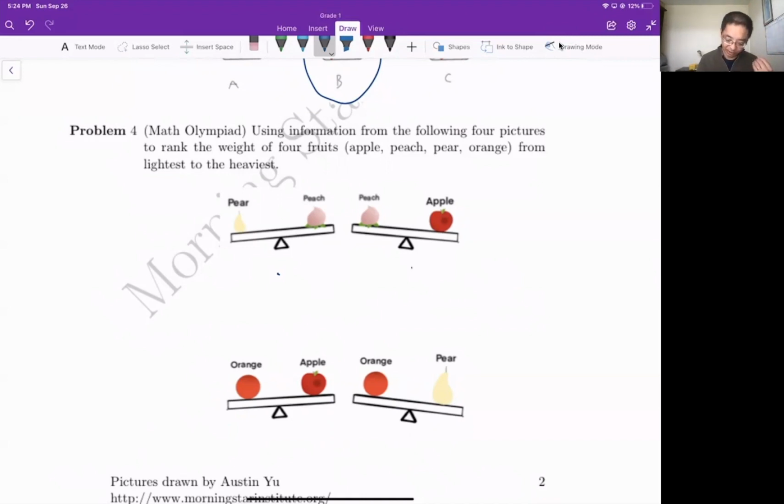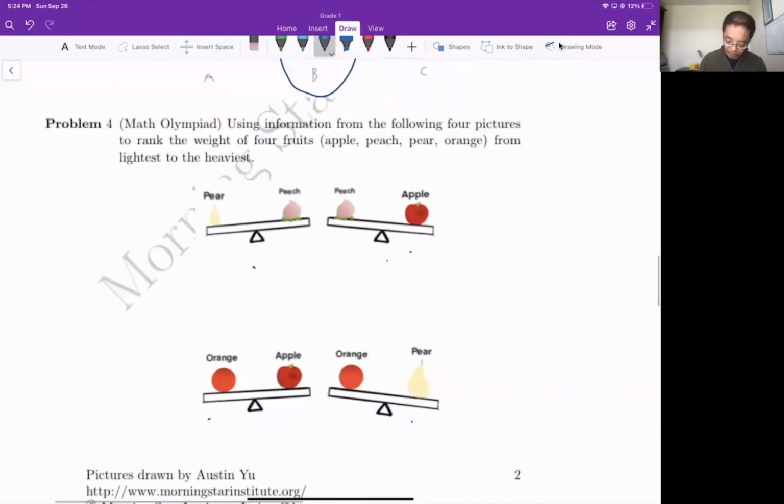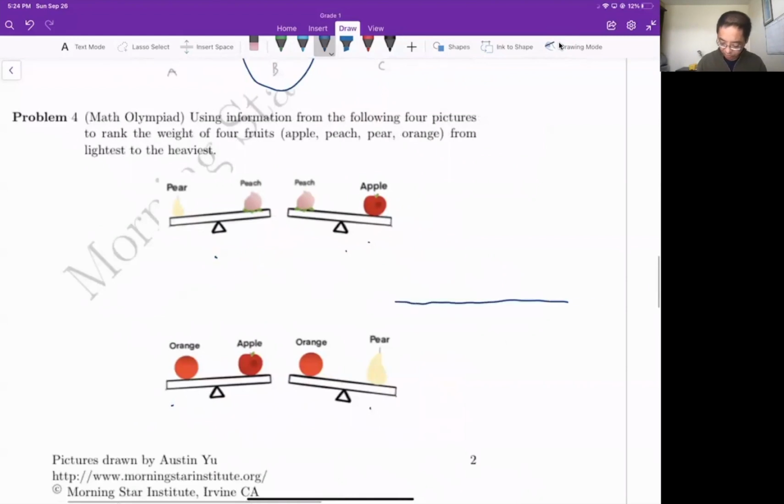Similarly, here apple is heavier, this means orange is heavier, and this means pear is heavier than the orange. Now we need to order them from the lightest to the heaviest. So this is what we need to do.